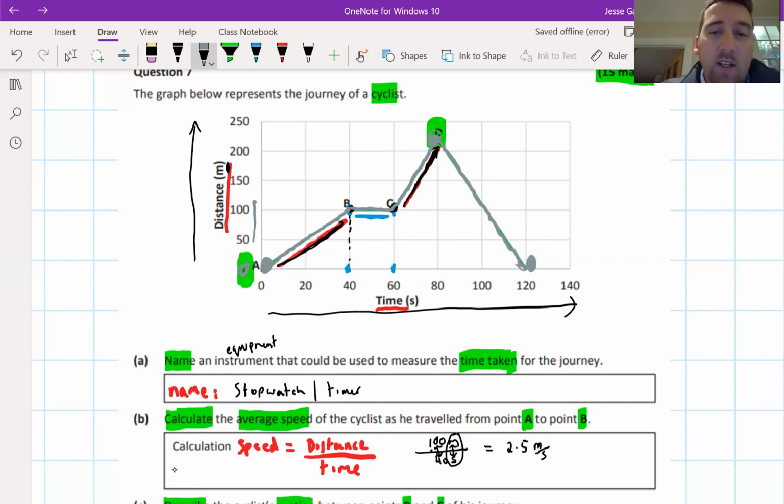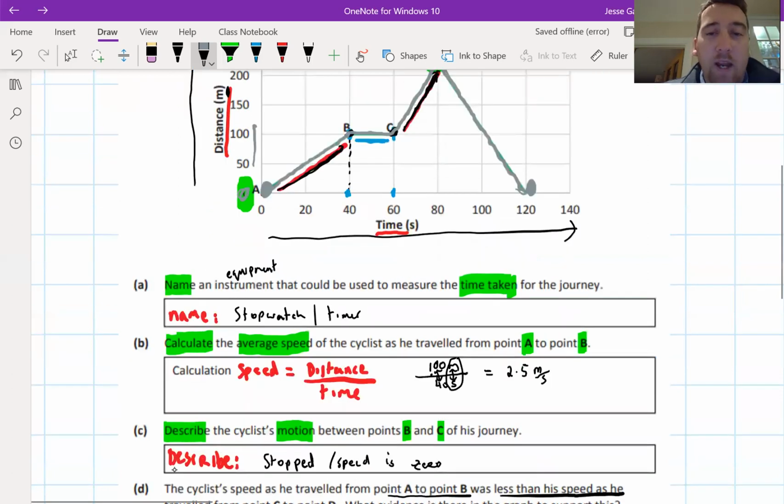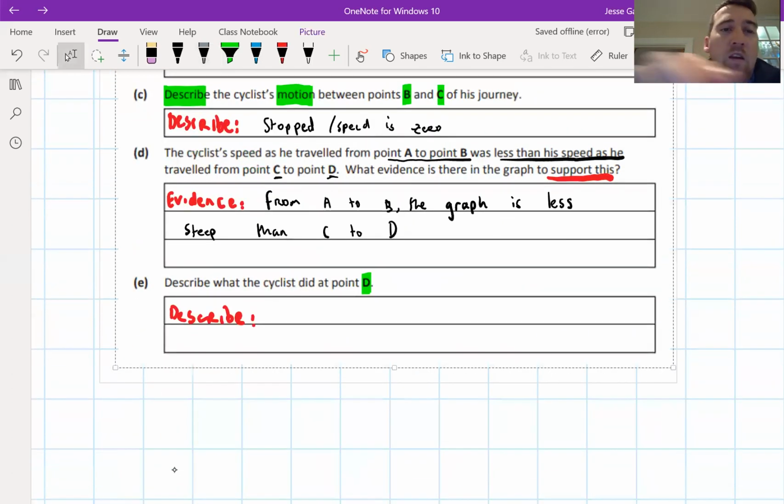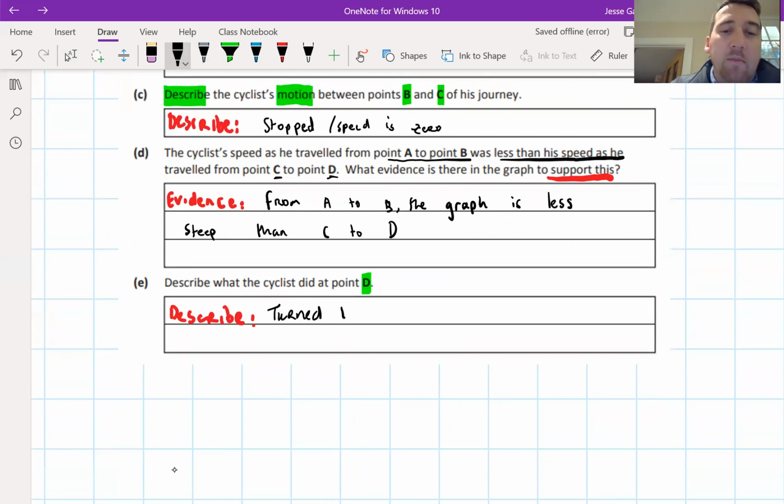So what did he do at D to get back to where he started? If you didn't figure that one out yourself, or if you made a mistake, pause the video and fix this. Well, it's quite simple, but it might have been a tricky one to read. What he did is he turned around. He turned back and started coming back the way he came. He turned back, or he returned.